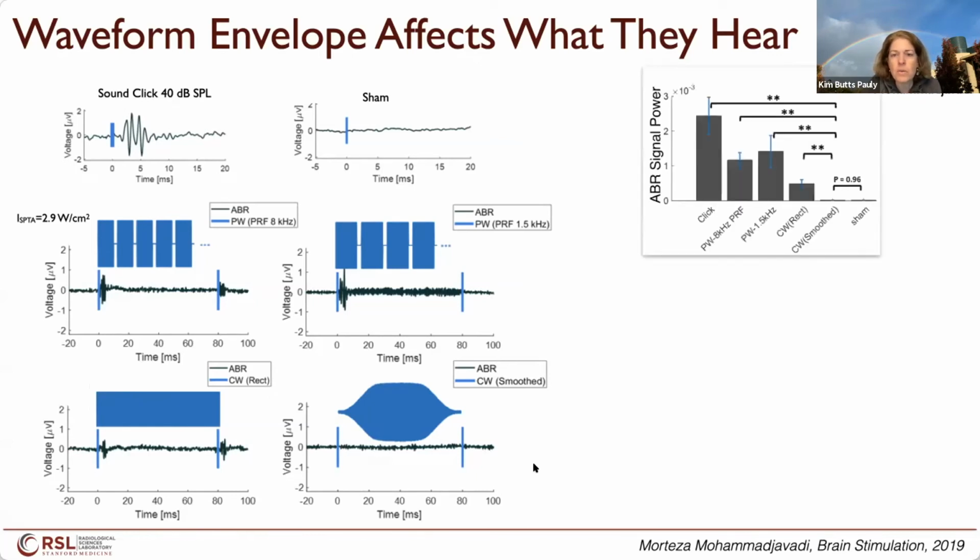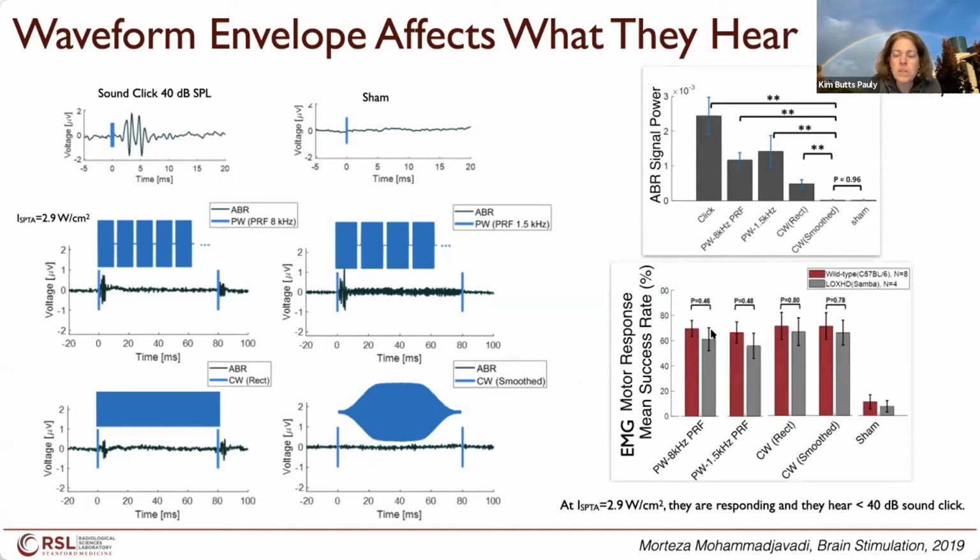And so that was his key finding, that if you smooth the waveforms, then the ABR signal goes way, way down and is insignificant compared to sham. And at the same time, they still had a motor response. These were both the wild type as well as one of the genetic knockouts, showing the success rate, like how often they twitched compared to how often you applied the ultrasound.